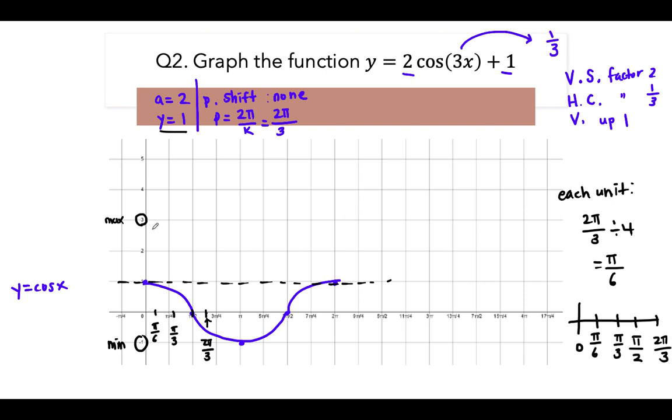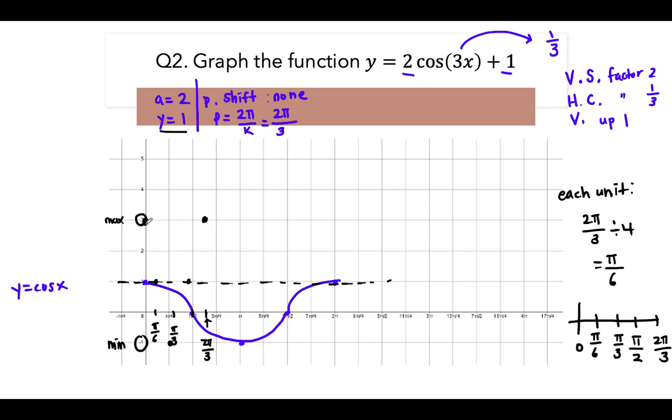At 0, it's my highest point, which is at 3. And at 2 pi over 3, we're coming back to my highest point, which is at 3. And right in the middle, for the cosine, you always have the lowest point. In this case, at pi over 3, I have -1. And right in the middle, at pi over 6, we have the middle ground, which represents a 0 for the cosine. And at pi over 2, we have 0.